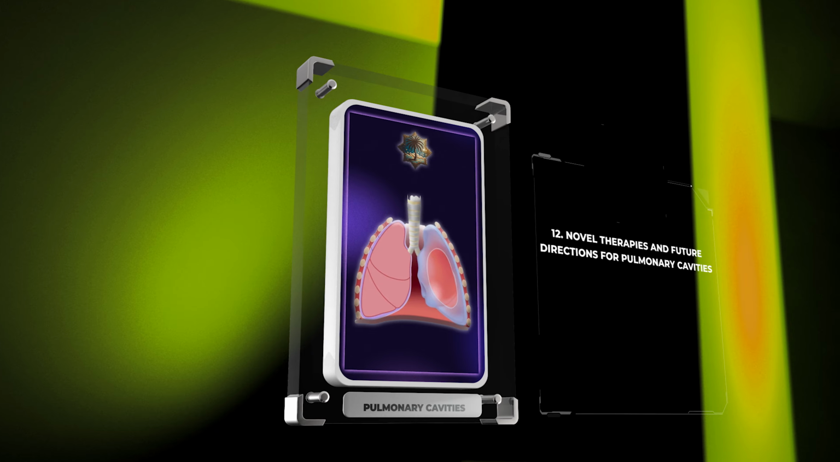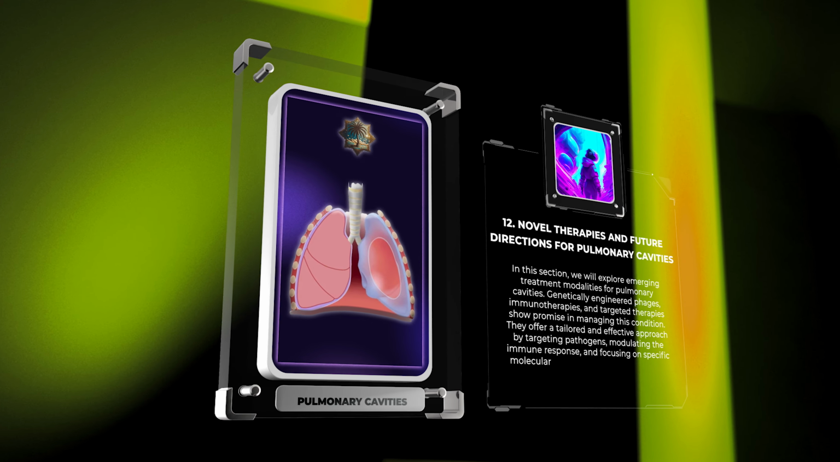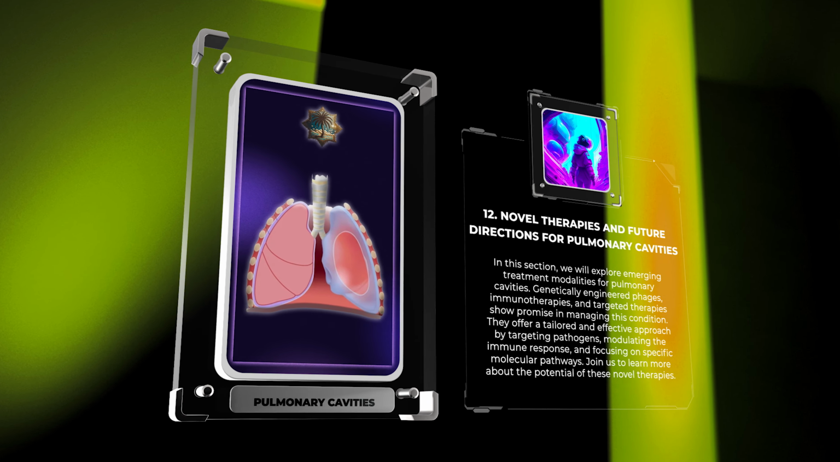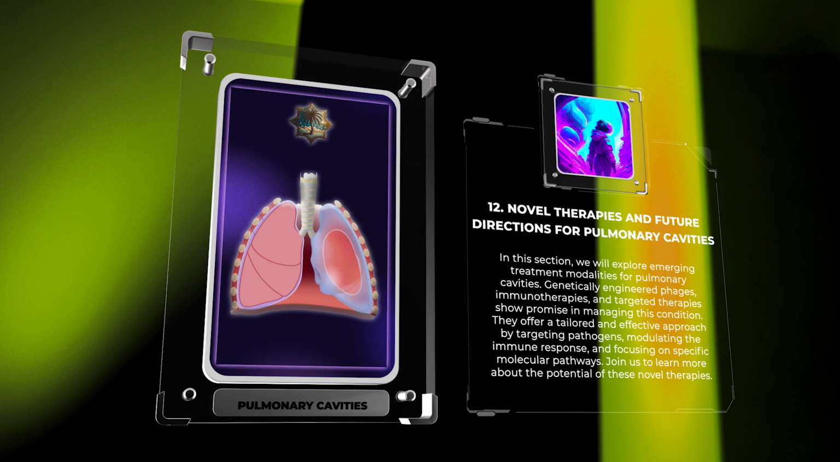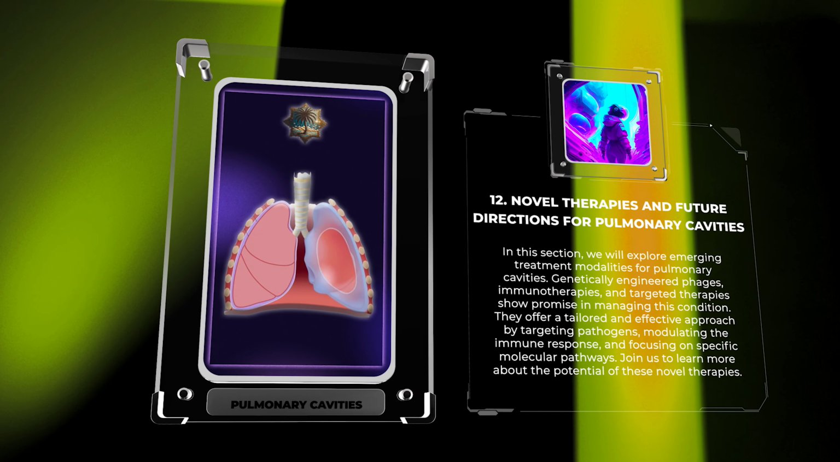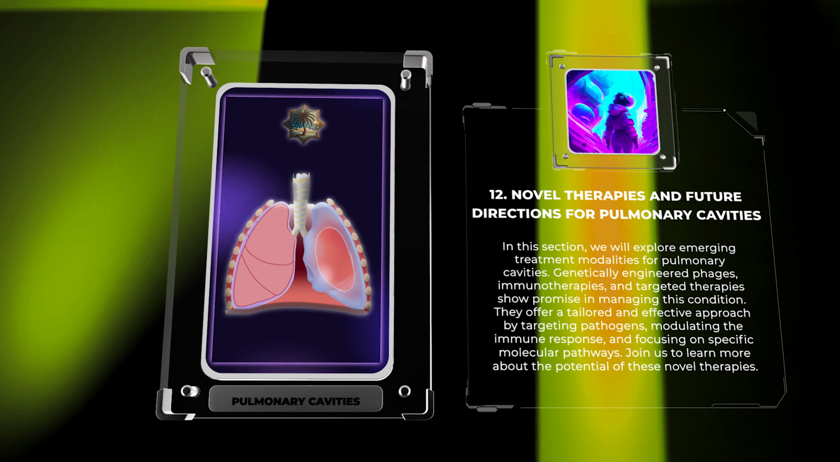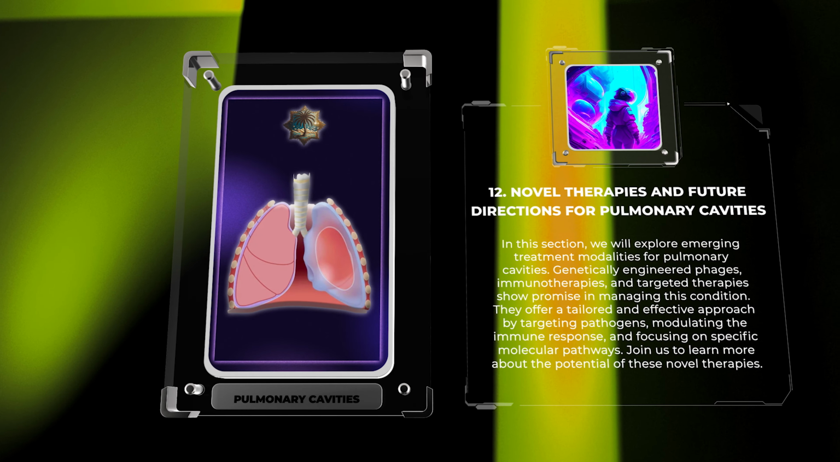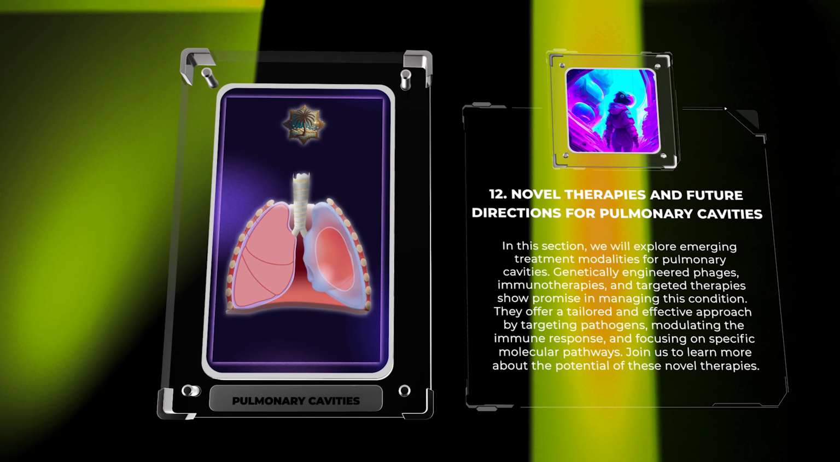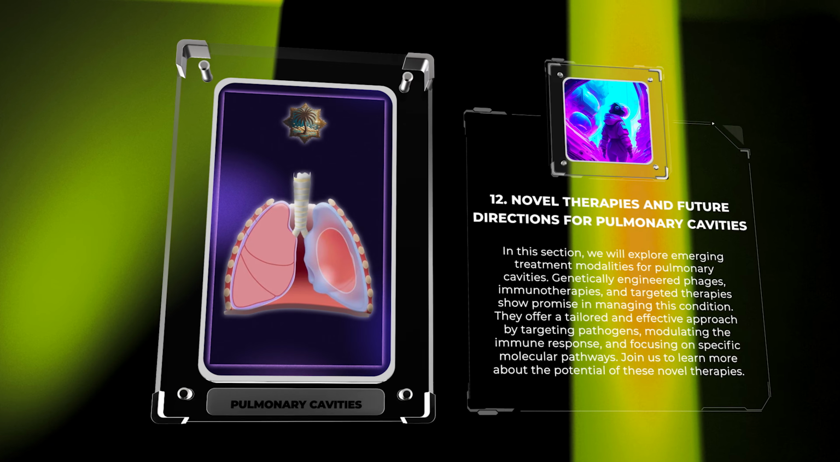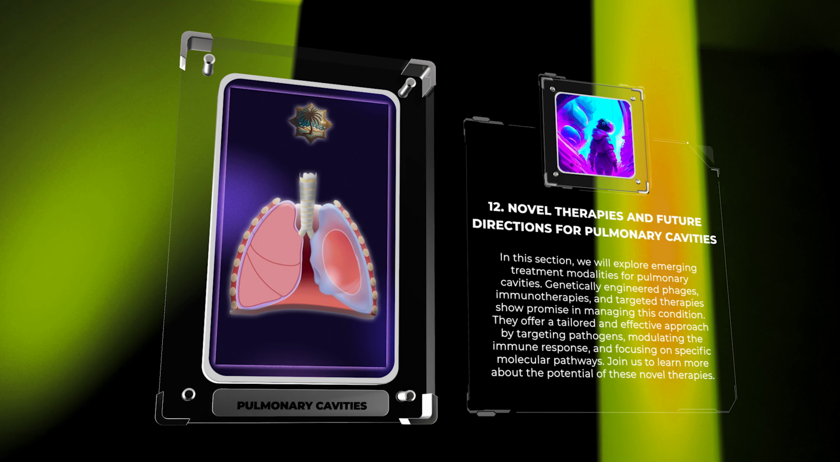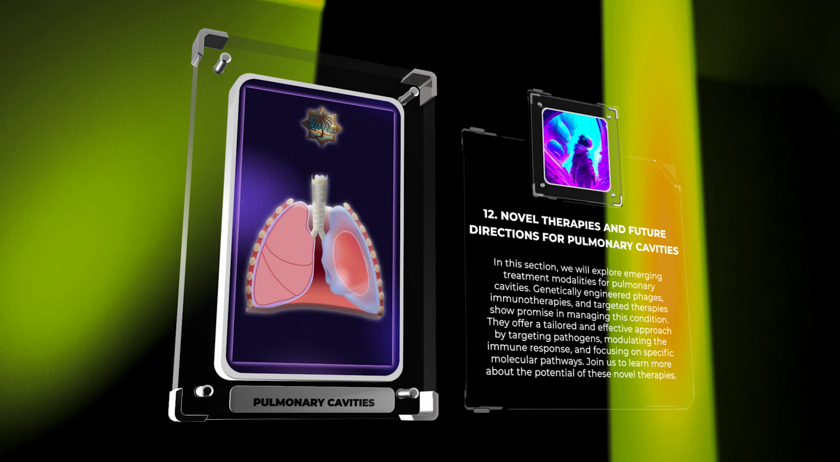In this section, we will explore emerging treatment modalities for pulmonary cavities. Genetically engineered phages, immunotherapies, and targeted therapies show promise in managing this condition. They offer a tailored and effective approach by targeting pathogens, modulating the immune response, and focusing on specific molecular pathways. Join us to learn more about the potential of these novel therapies.